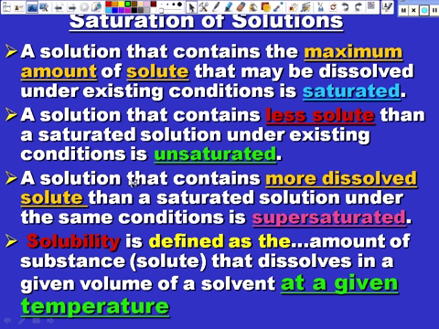All right, so solubility. Solubility is defined as the amount of substance that dissolves in a given volume of a solvent at a given temperature. Highlight that, at a given temperature. Can temperature change affect your solubility? Whenever you make tea, what type of water do you use? Why hot? It dissolves faster and more efficiently. Okay? Solubility is temperature dependent.